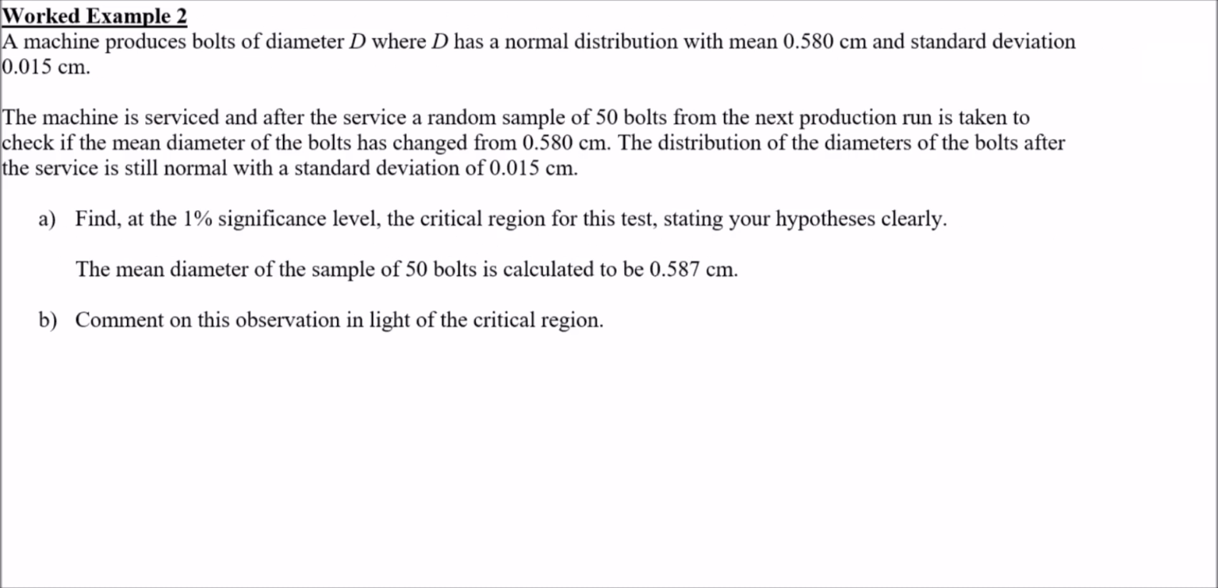So, a second worked example. We've got a machine now producing bolts of diameter d, where d is normally distributed with mean 0.580 and a standard deviation of 0.015. So right away we can just take this information and put it into the right wording. So d therefore is normal with a mean of 0.580. The standard deviation is 0.015.